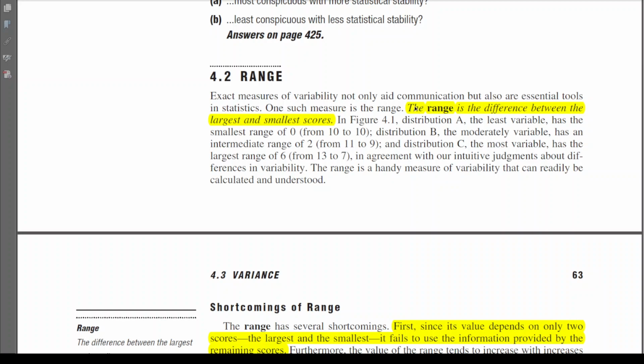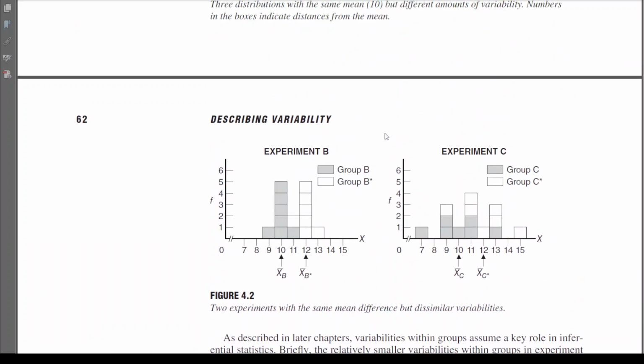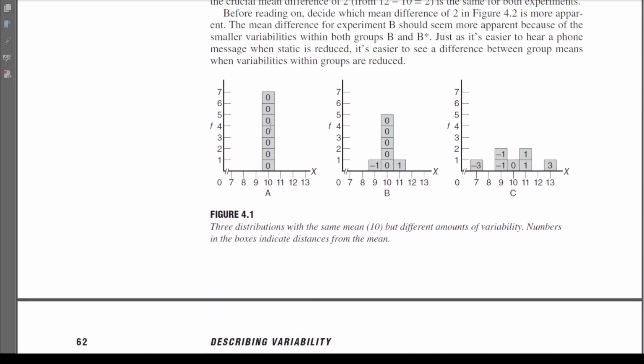Exact measures of variability not only aid communication but also are essential tools in statistics. One such measure is the range. The range is the difference between the largest and smallest scores. So, for example, in distribution A, which is the least variable, the range is essentially 0 because the smallest value in the distribution is 10 and the largest value in the distribution is also 10. So the range is 0.